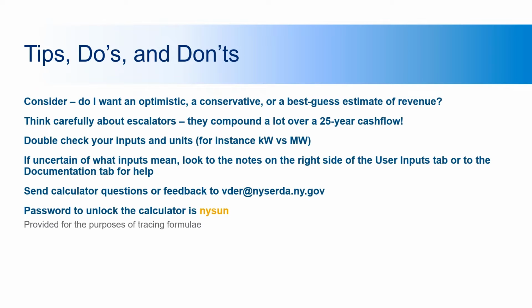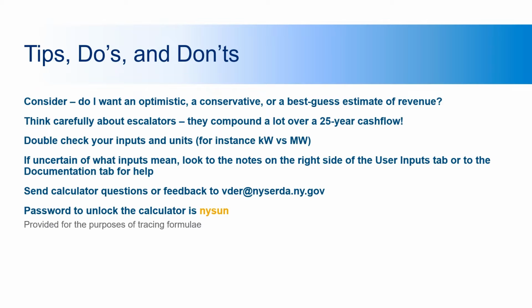When entering inputs, you should also consider whether you want an optimistic, a conservative, or a best guess estimate of revenue. Think very carefully about any rate escalators you use. They compound a great deal over a 25-year cash flow.